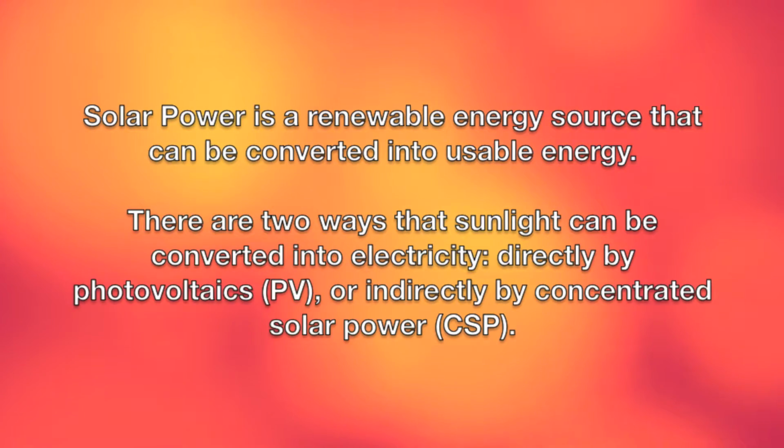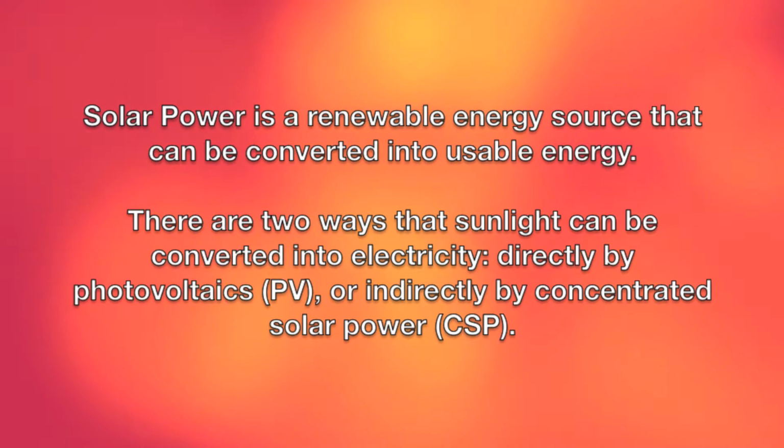There are two ways to convert sunlight into electricity. 1. By photovoltaics, and 2. By concentrated solar power.